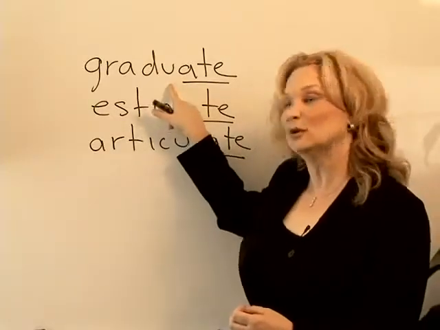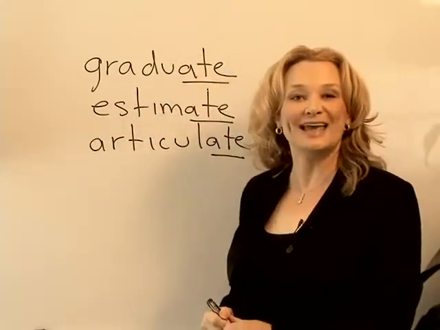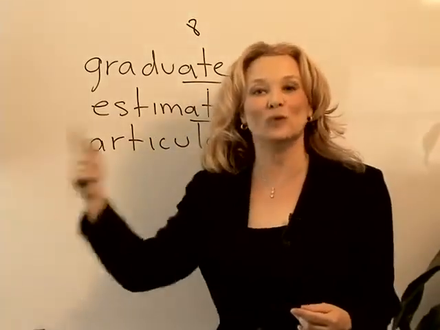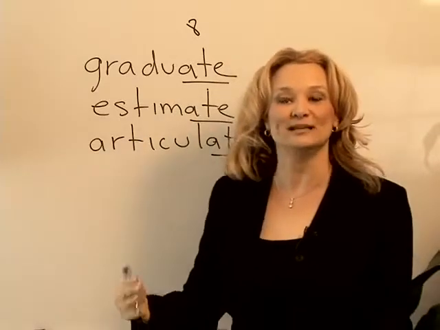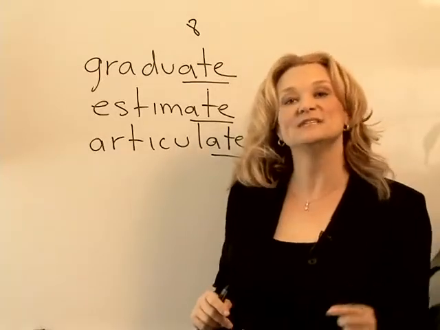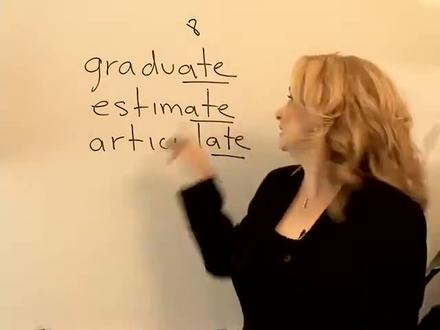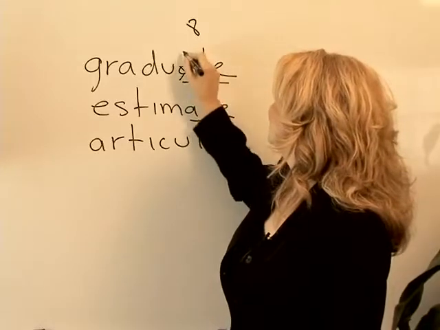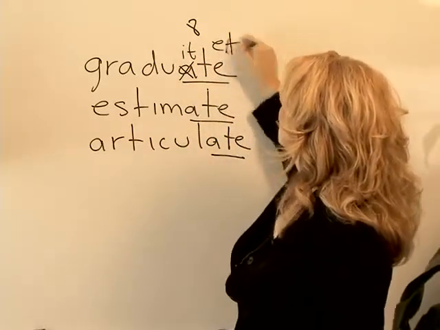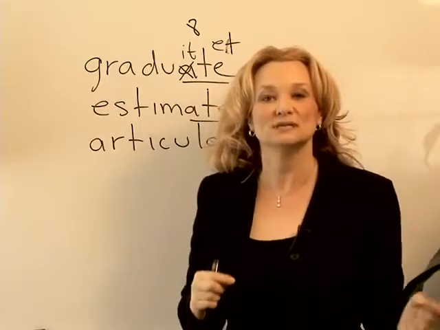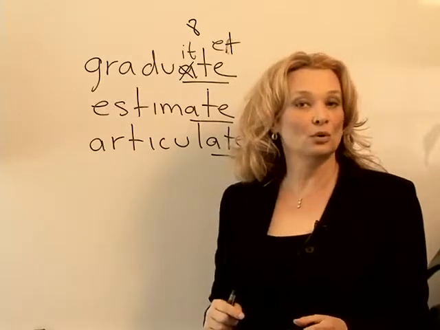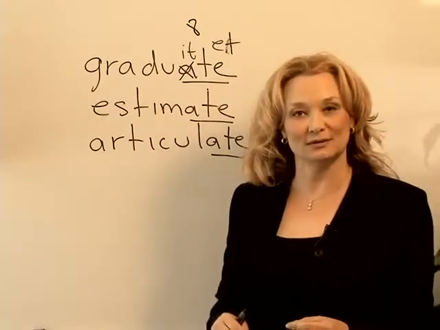If it's a verb, we fully pronounce ate, and it kind of sounds like the number 8. Graduate. I would like to graduate from college. I will graduate soon. However, if it's an adjective or a noun, then this is reduced and it kind of sounds like it or et. For example, graduate, graduate. He is a college graduate. Or I'm going to graduate school.